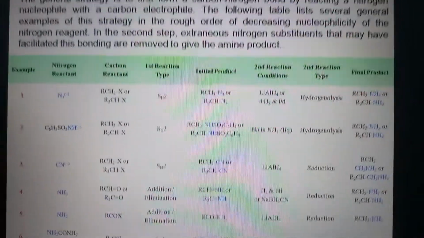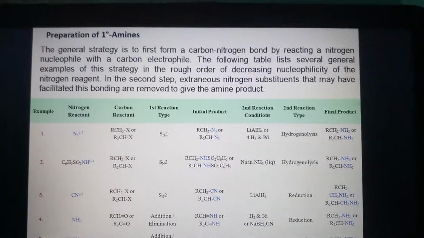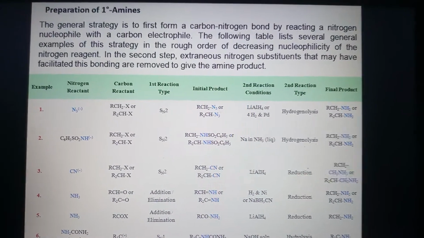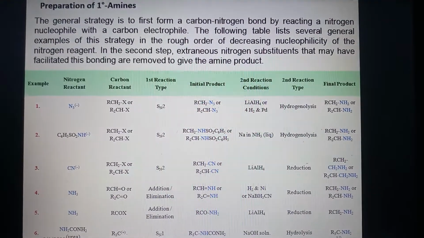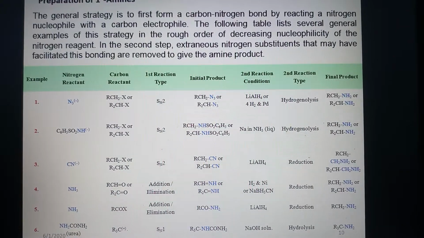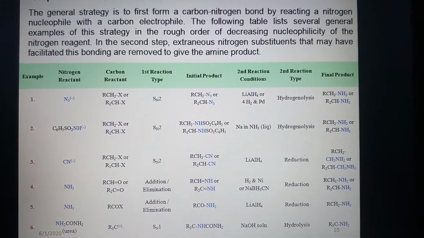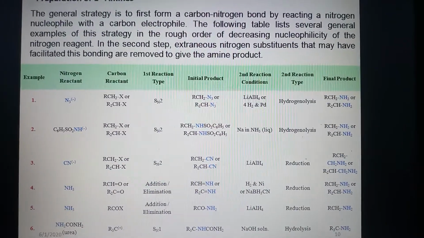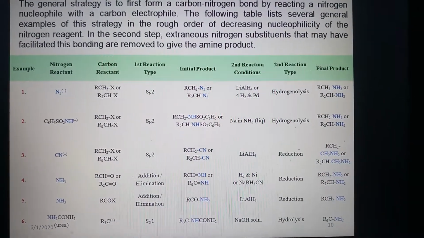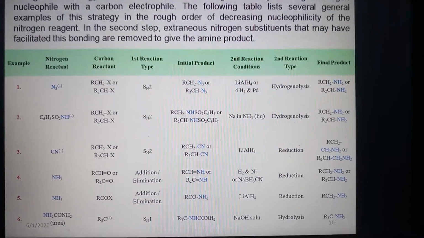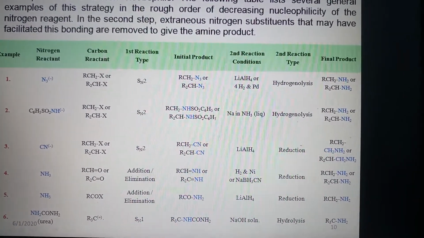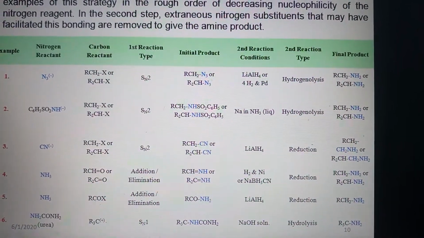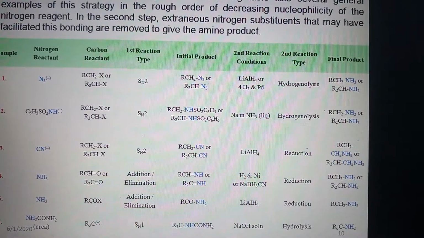Now, how to prepare amines? Here is the general strategy for preparation of amines. It is to first form a carbon-nitrogen bond by reacting a nitrogen nucleophile with a carbon electrophile. Here is the following table. It lists several general examples of this strategy in the rough order of decreasing nucleophilicity of the nitrogen reagent.